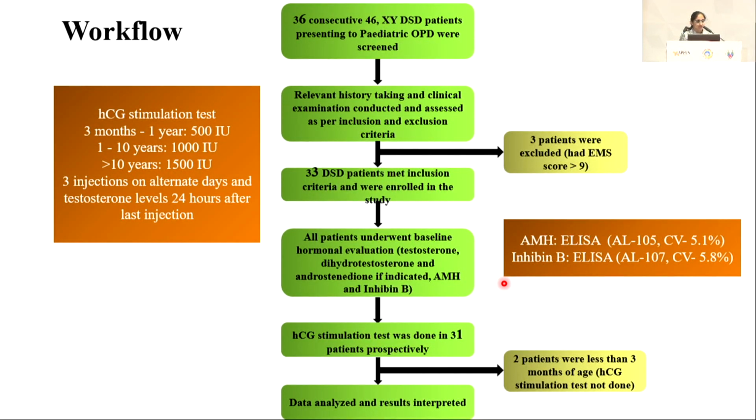Initially 36 patients were screened, and after getting a relevant history, clinical examination and assessment as per inclusion and exclusion criteria, 3 patients had to be excluded because they had an EMS score of more than 9, and 33 patients were finally enrolled in the study. All these patients underwent baseline hormonal evaluation in the form of testosterone, DHT, androstenedione, as well as baseline AMH and inhibin B. Out of these 33 patients, 2 patients were less than 3 months of age, in the period of mini-puberty, hence HCG stimulation test was not done, and the rest of the 31 patients underwent an HCG stimulation test prospectively.